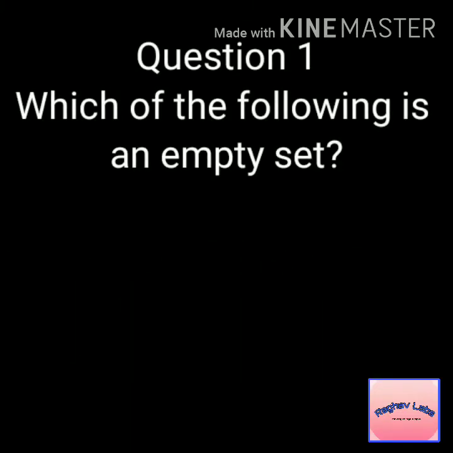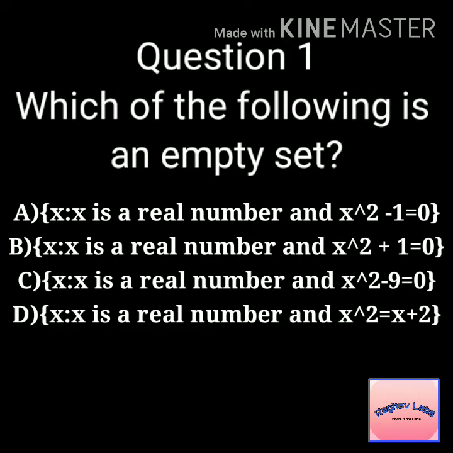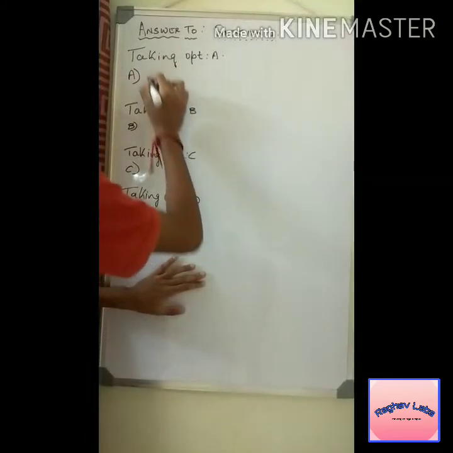Which of the following is an empty set? X square minus 1 is equal to 0, x square plus 1 is equal to 0, x square minus 9 is equal to 0, x square is equal to x plus 2, where x is a real number, right? So let's see the answer for this.